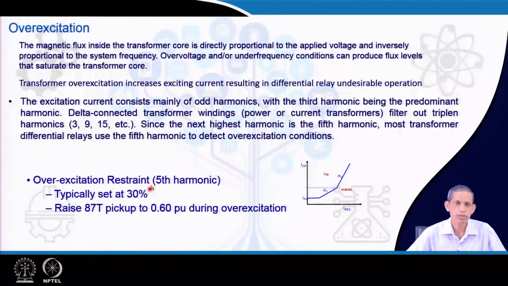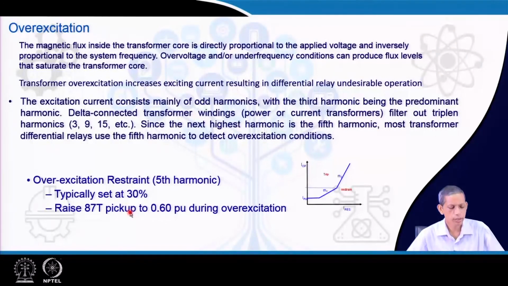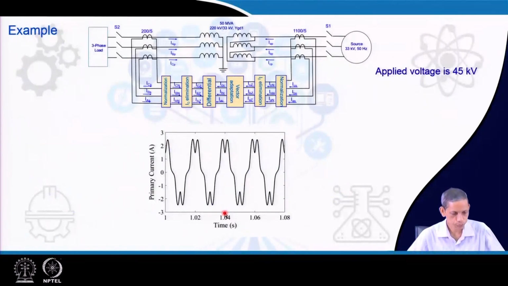A typical setting value is 30% of the fundamental for this purpose. Another option is that some relays, whenever they detect the fifth harmonic component, raise the pickup setting to a higher value, as high as 0.6 per unit, to avoid unnecessary tripping by the over excitation situation.